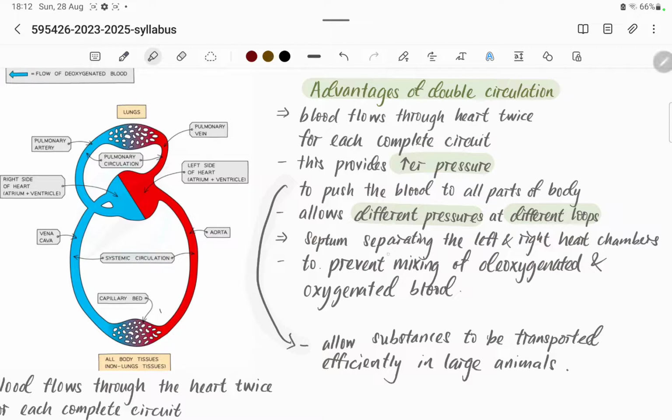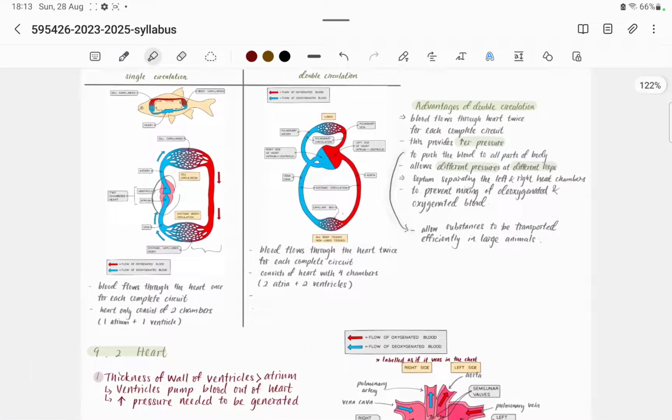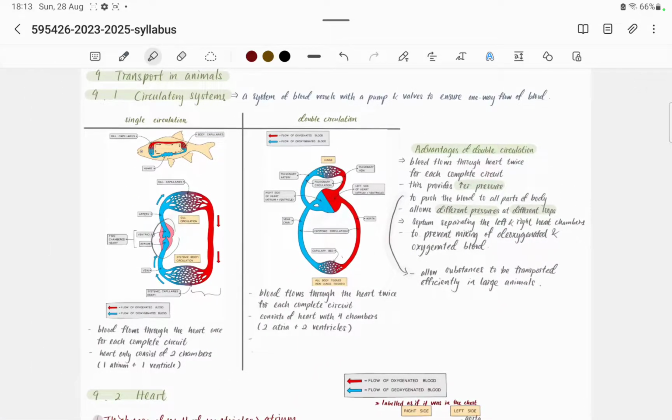And then we have the septum, separating the left and right heart chambers to prevent the mixing of deoxygenated and oxygenated blood. This allows the body cells to take in more oxygen so that they can perform all metabolic reactions faster and more efficiently. Okay, so this is all for your 9.1 circulatory system.